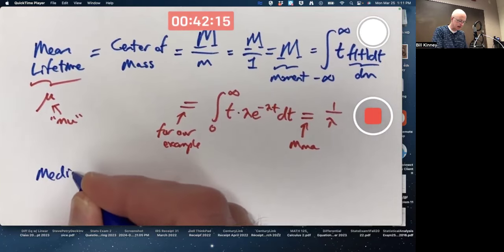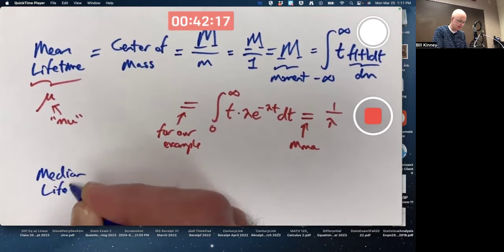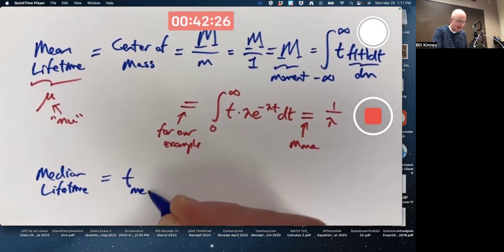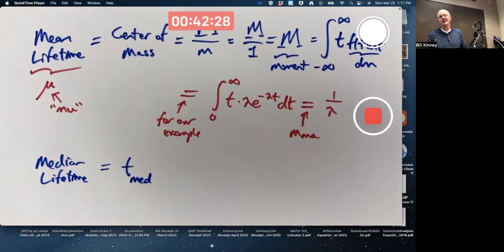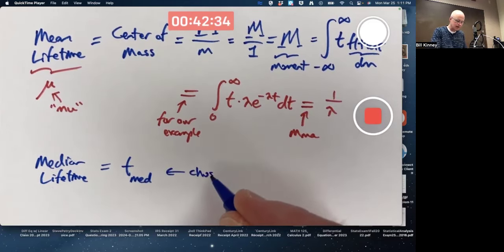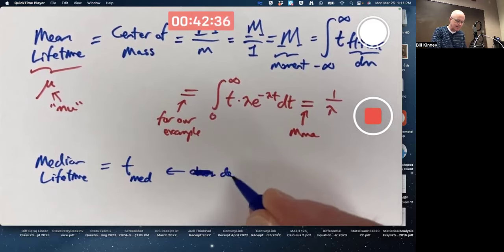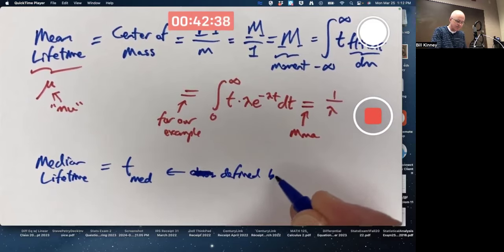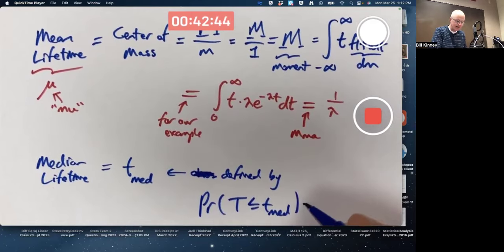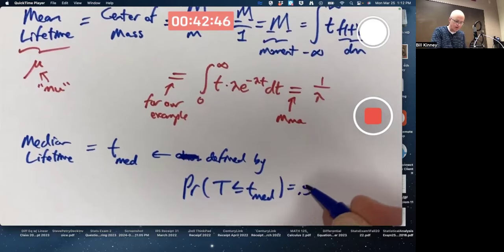Median lifetime. Call it T sub MED, T-med for short. It's defined by the condition that the probability that capital T is less than or equal to T-med is exactly 50%, 0.5, or 1/2.